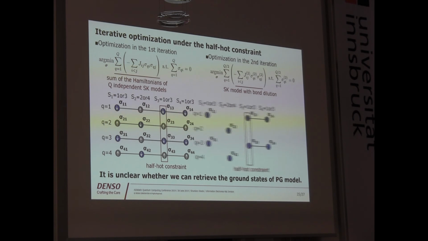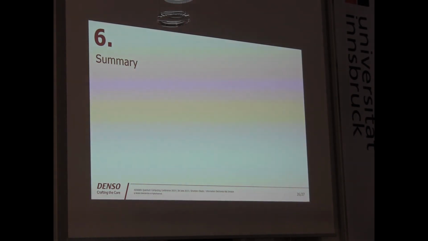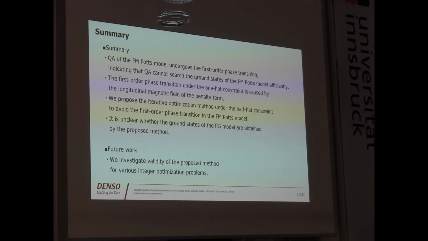Therefore, the problem graph in the second iteration is different from that in the first iteration. And the cost function in the second iteration is the sum of the SK model with bond dilution. It is very difficult to analytically show the validity of the proposed method for the Potts-Glass model, and it remains as future work. So this is the summary of this talk.